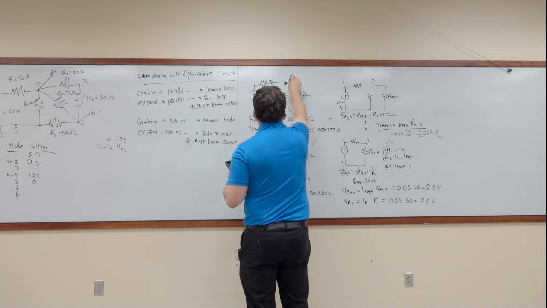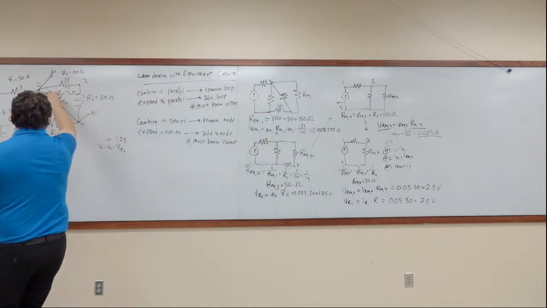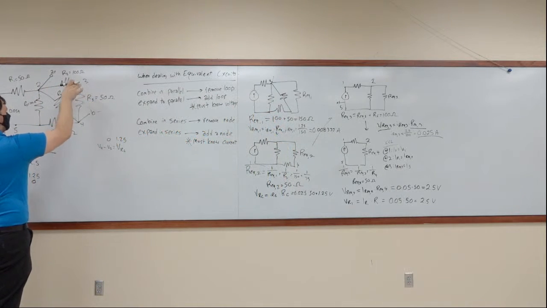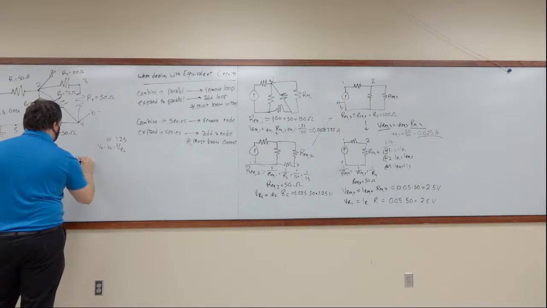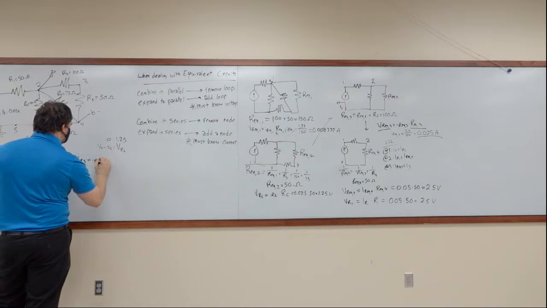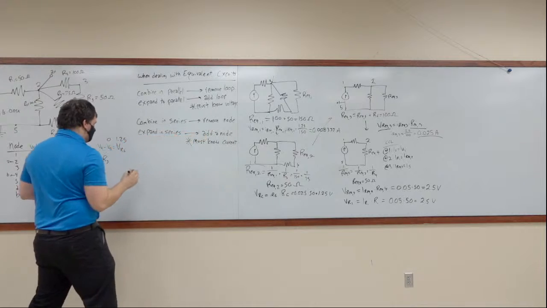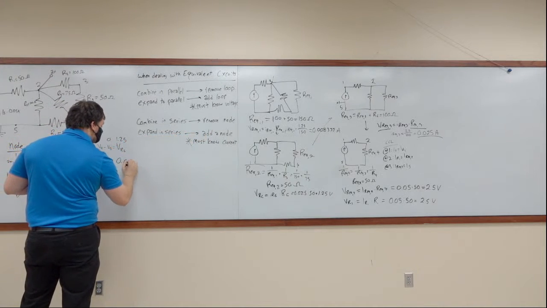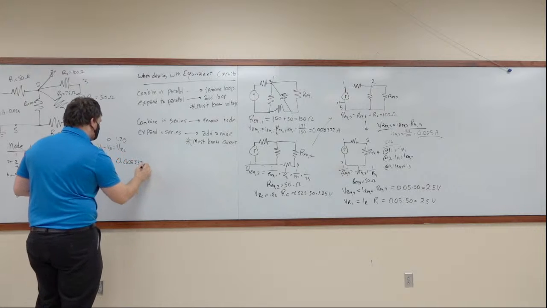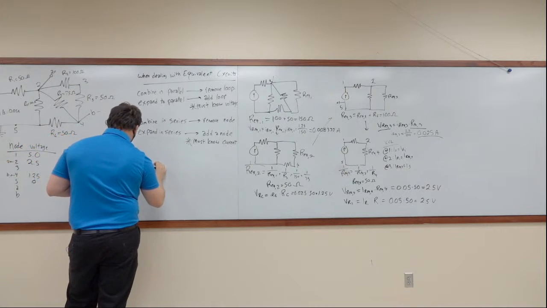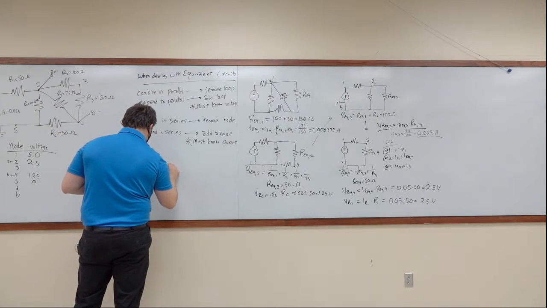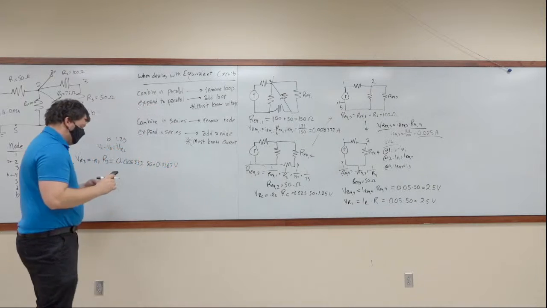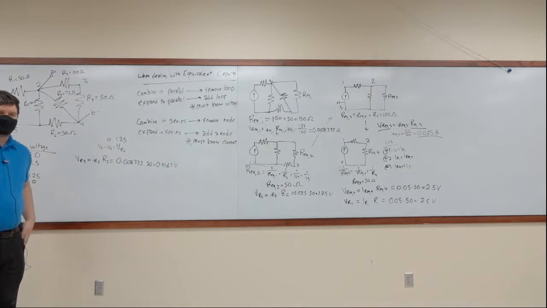0.0083333. Okay. And that's the current going through this branch. Now we can take the current going through this branch and solve for VR3 so that we can just add it to V4. So VR3 is equal to IR3 times R3. IR3 is that current over there, 0.008333 times 50, which is equal to 0.4167 volts. Okay, I think it just grew off by a factor of 10. I think that's all that happened.